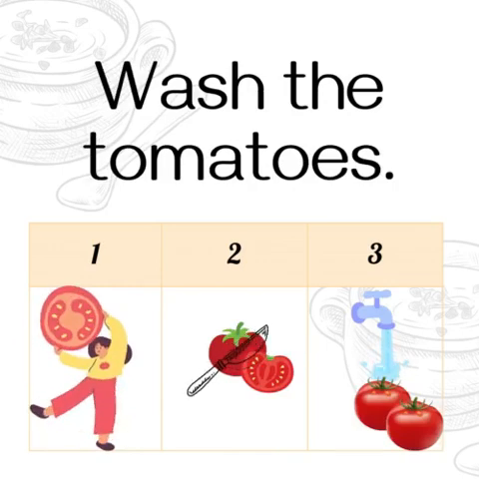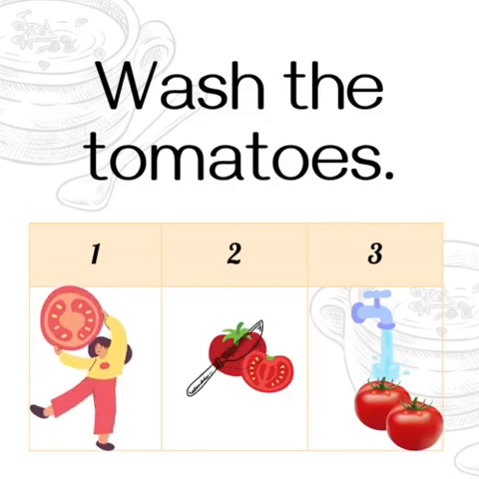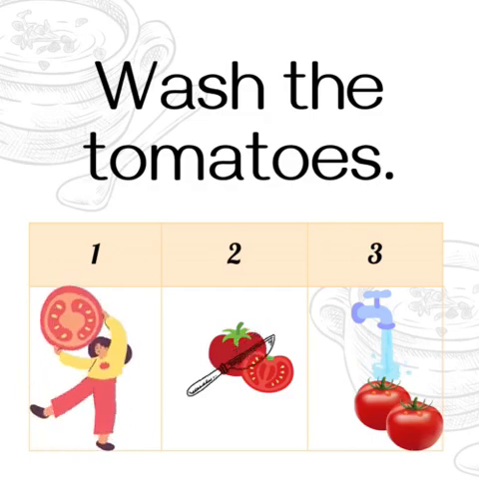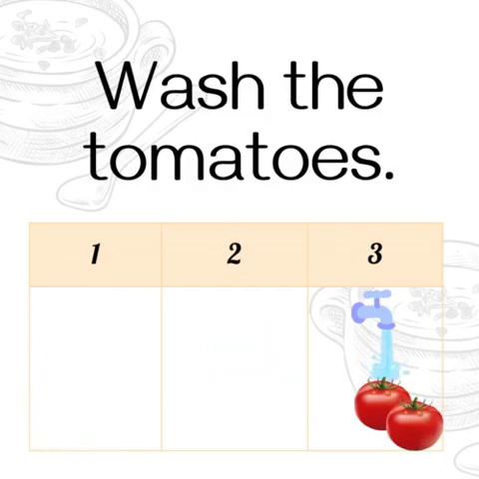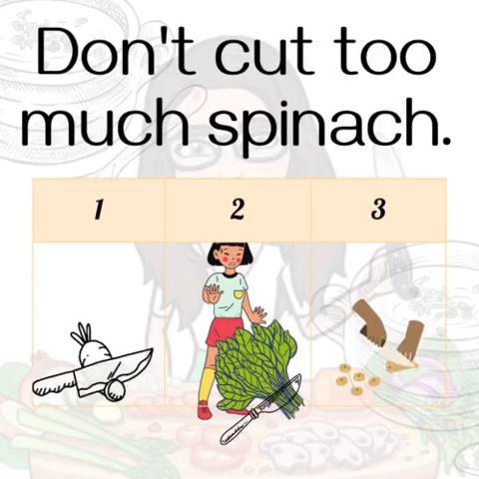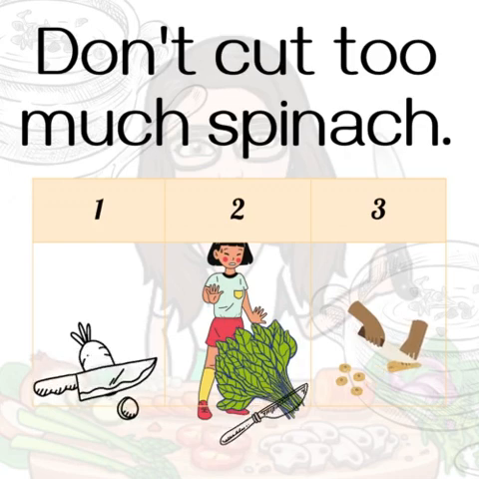The next one. Wash the tomatoes. Wash the tomatoes. Picture number 3. Lava los tomates. The next example is a way to write an imperative mood en forma negativa. Para escribir una oración en imperative mood forma negativa, utilizamos la palabra don't. Don't. Don't cut too much spinach.